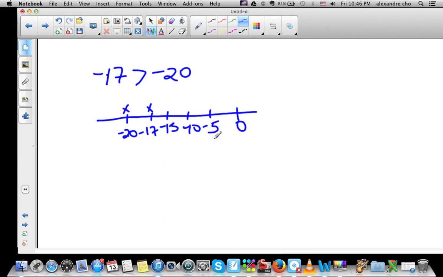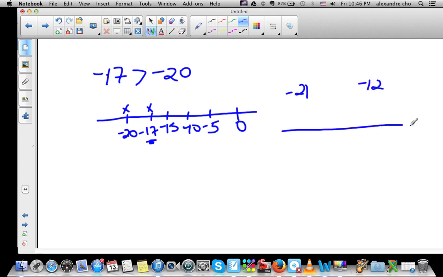Okay? So whenever in doubt, draw a number line, plot those two numbers, and just look, which number is the one on the right? The number on the right, in this case, is negative 17, which makes it the bigger one. So negative 17 is bigger or greater than negative 20. Okay. Second one, negative 21 and negative 12.